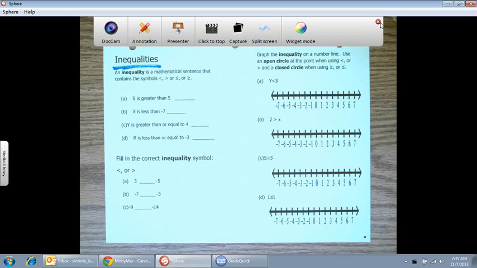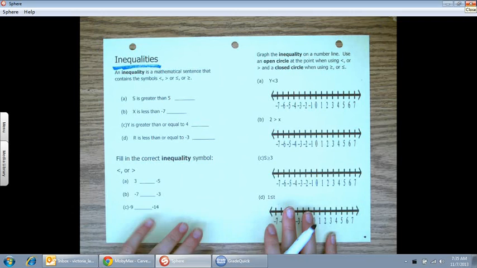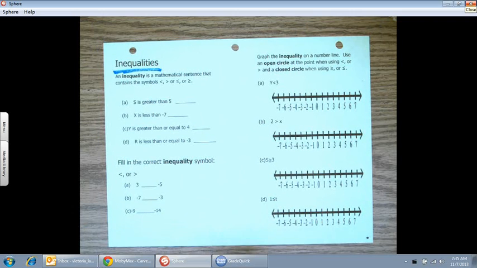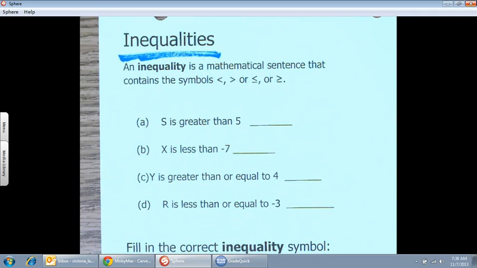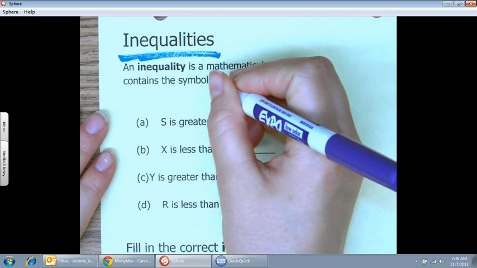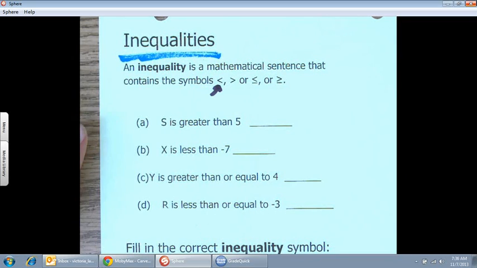Hi guys, so what we're going to do today is a sheet on inequalities. These are going to be our notes. So let me zoom in for you so you can definitely see. We're going to start on the left side. An inequality is a mathematical sentence that contains the symbols. I'm going to write it in 10 so it's thinner so you can see it.